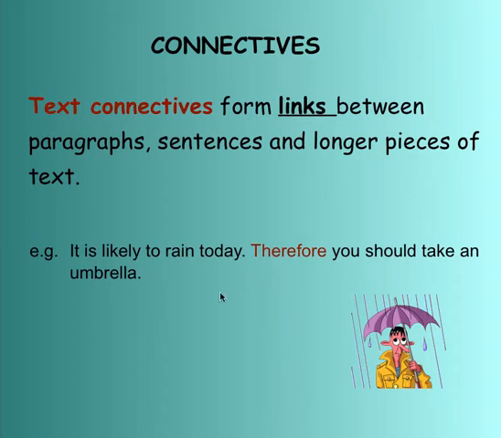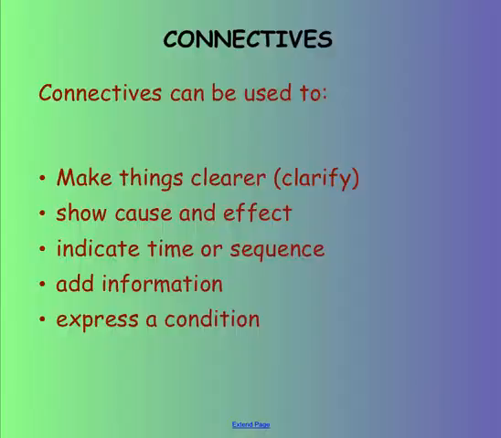Okay, and what we're aiming for in our writing is to have a variety of these sorts of connective words to make the text flow nicely and to make it sound interesting to a reader. Okay, here are what connectives can be used to do. A number of things. They can make things clearer or clarify things. They can show cause and effect. They can indicate time or sequence, like the ones we've just seen. They can add information, they can express a condition.